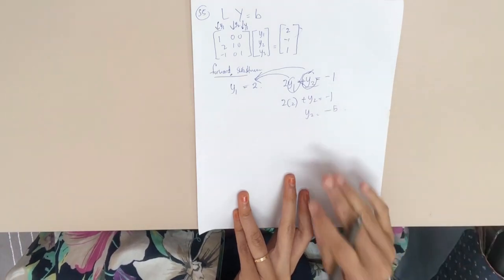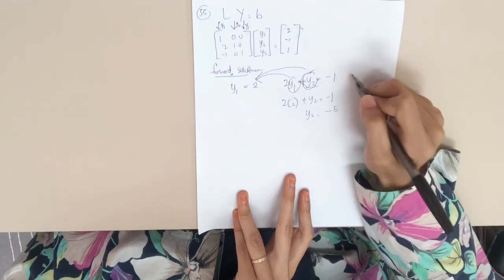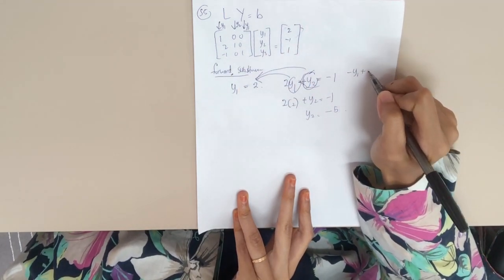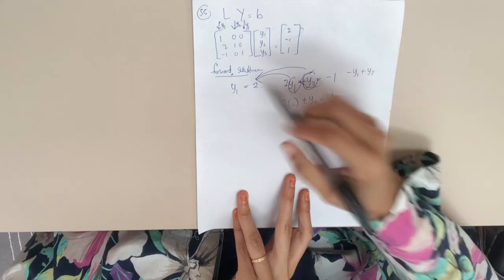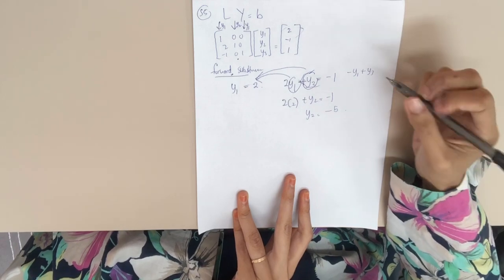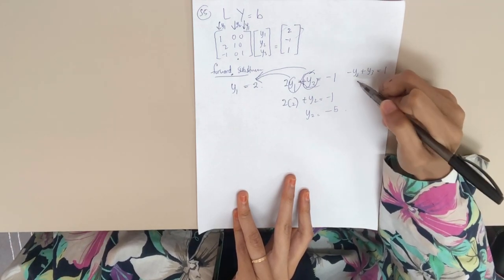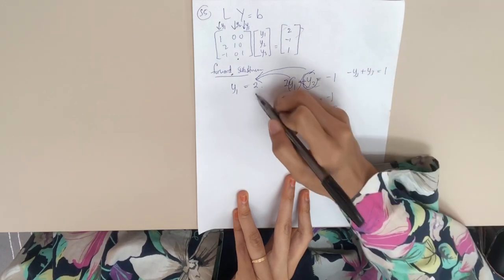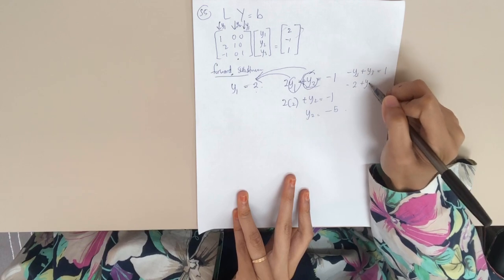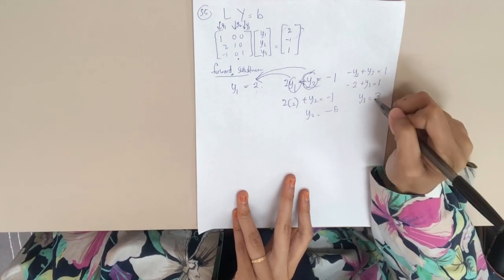-5. Okay, so the last one is the third row. The third row is -Y1 plus Y3, because your Y2 is 0, right? So there is no Y2 here, so we jump to Y3. And this equation equals 1. And of course, the same thing, your Y1 you can get from here. So it becomes -2 plus Y3 equals 1, and your Y3 is equal to 3.